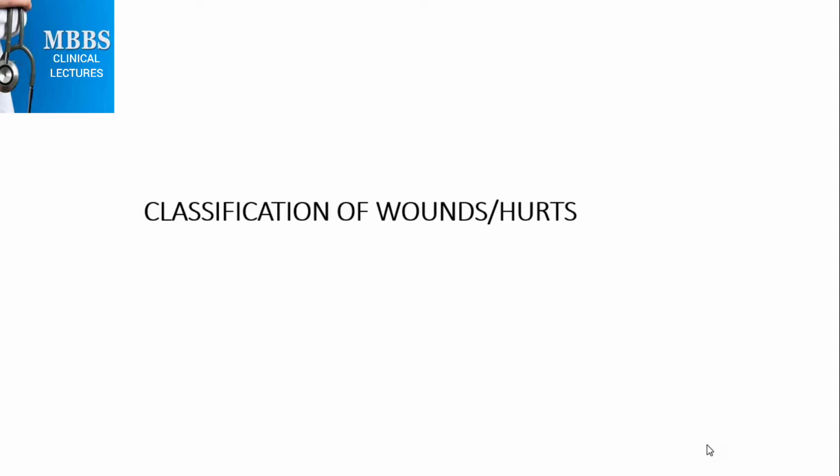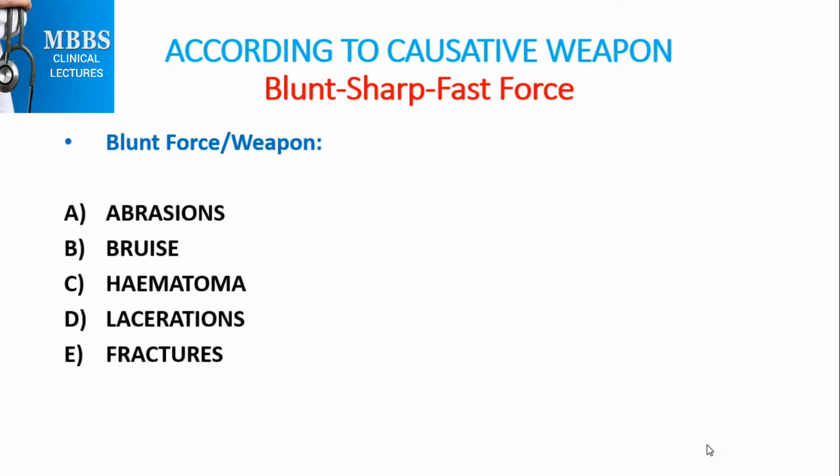So after defining these terms, let us have a quick look or revision of the wounds or the hurts which we have already studied in our previous sessions. Classification of the wounds according to the causative weapons. Wounds can be classified according to the force, for example, blunt force, sharp force, or fast force injuries. So the forces or the causative weapons may be divided into three: blunt, sharp, and fast force.